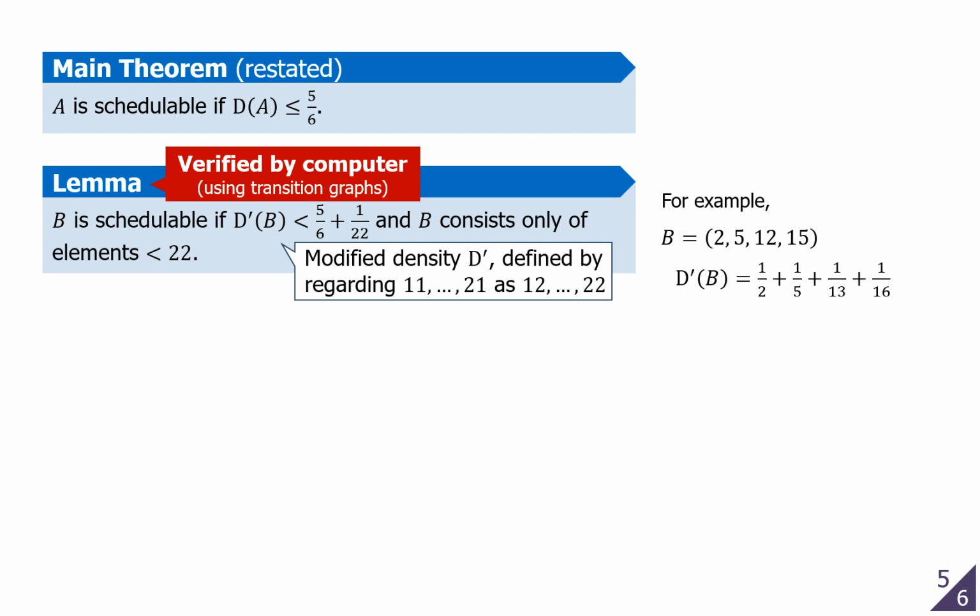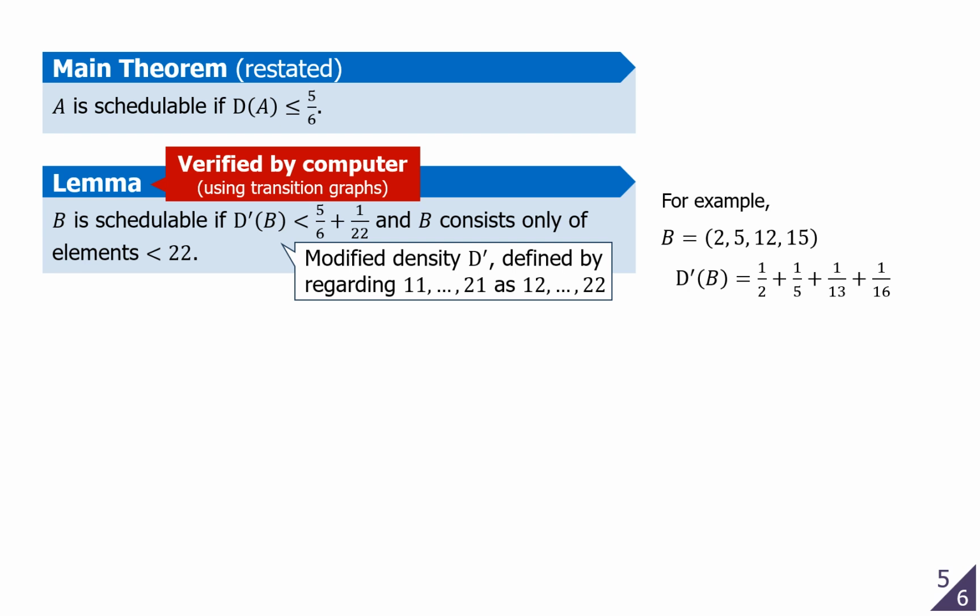Moreover, we are using a slightly modified version of density d prime, which is calculated by regarding 11 as 12, 12 as 13, and so on. Despite these changes that bring in more instances B, it turns out that the lemma remains true, and it was verified by brute force checking of about 25 million instances B.